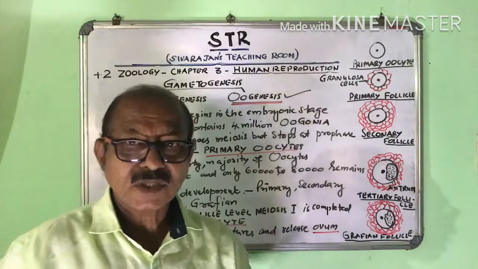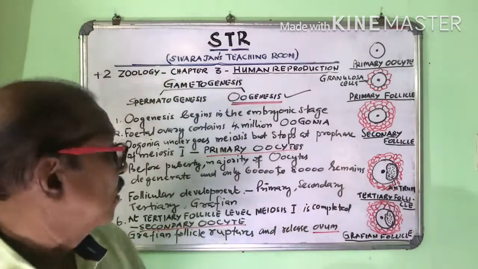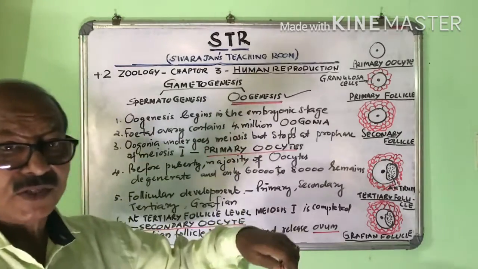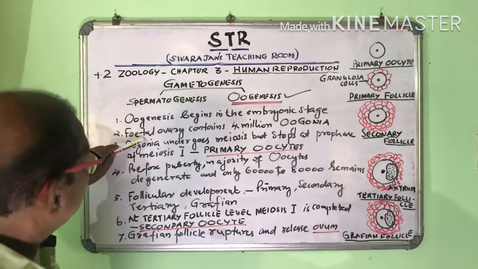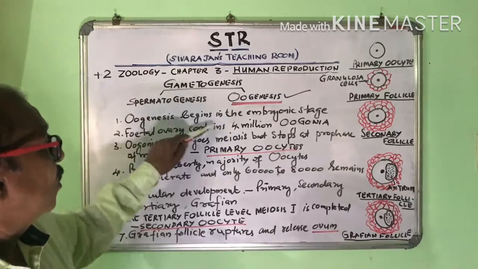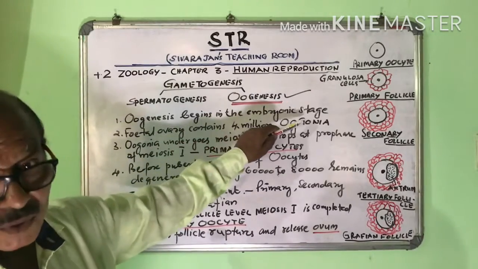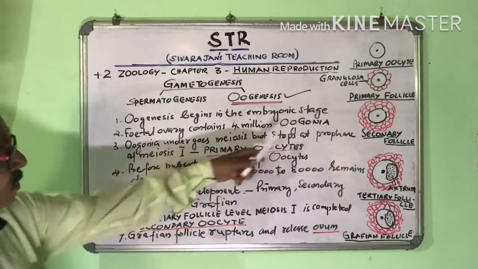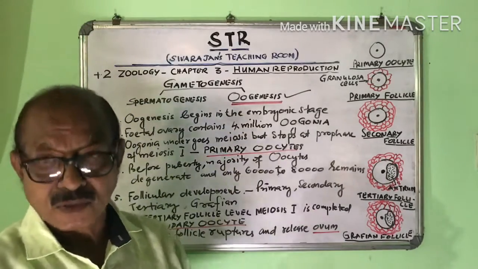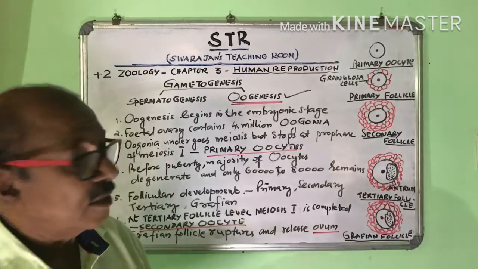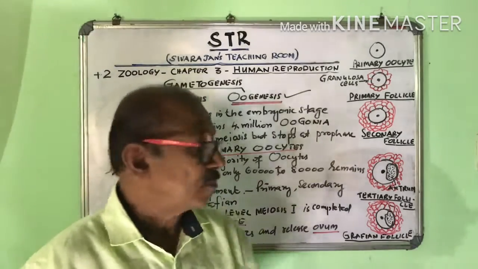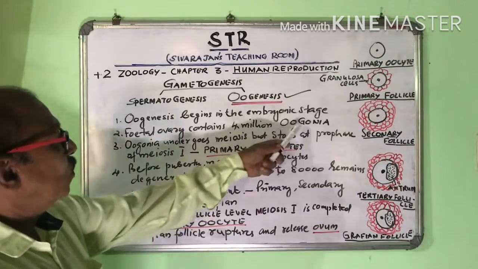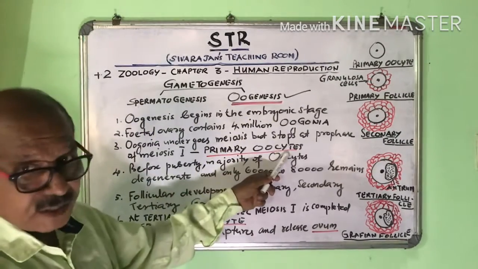Oogenesis is the process of formation of ovum in females, and it begins in the embryonic stage. The fetal ovary contains nearly 4 million oogonia or gamete mother cells. All these 4 million cells undergo meiosis, but the meiosis stops at prophase of meiosis 1. At this stage, these oogonia are called primary oocytes.